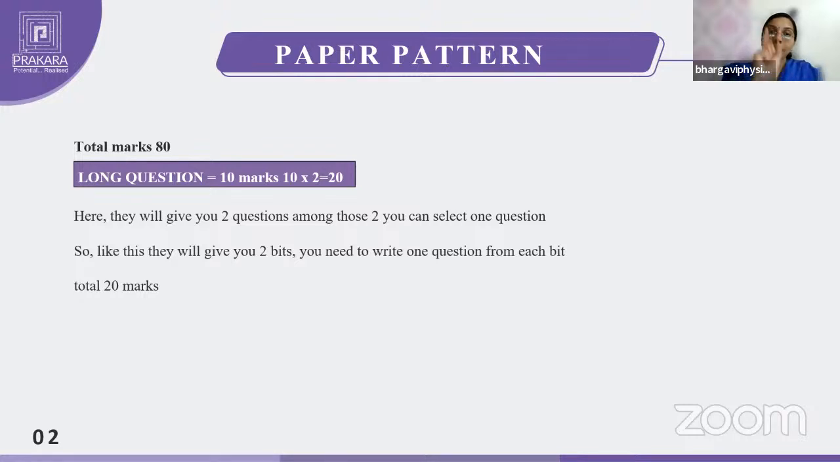If you write one answer here properly, you're going to get 10 marks. In the same way, two bits will be there. In the first bit, A or B, any one of them you are going to write, which carries 10 marks. And in the second bit also, A or B, you are going to write only one among those two. By that, you are going to get 20 marks.